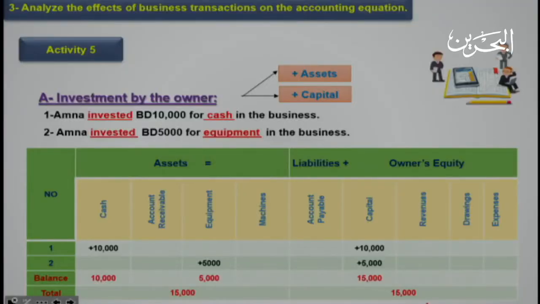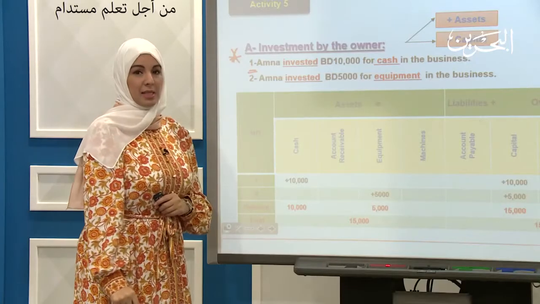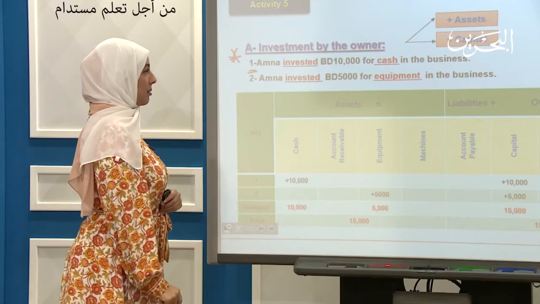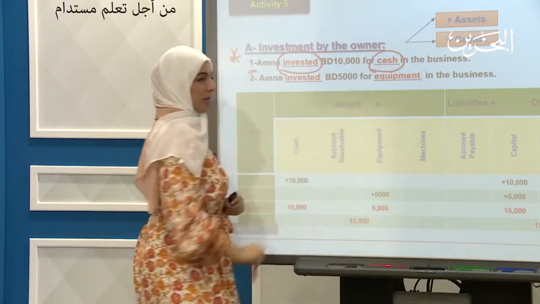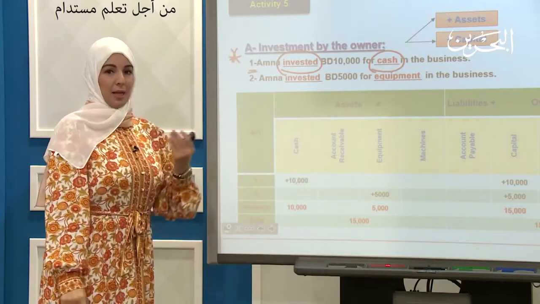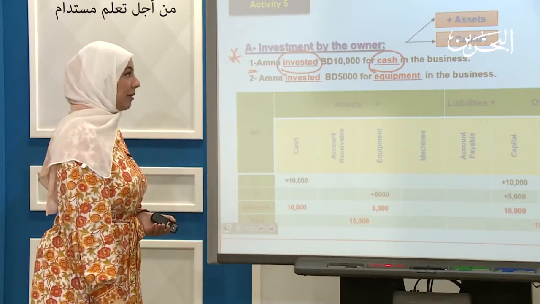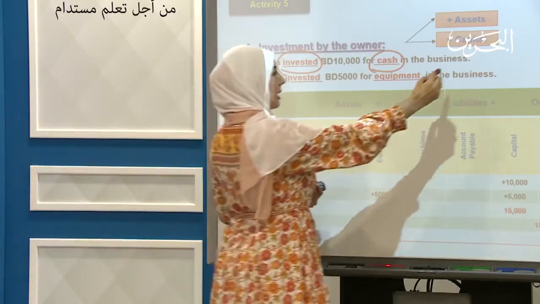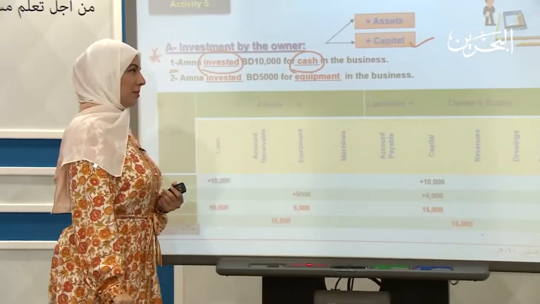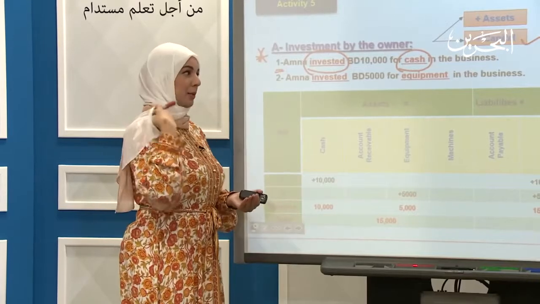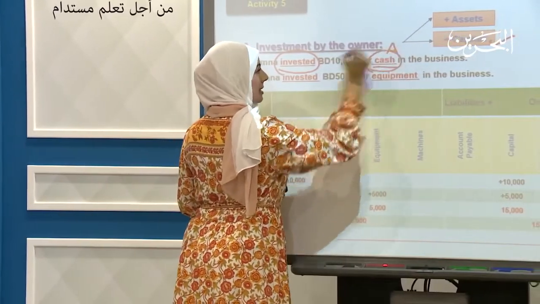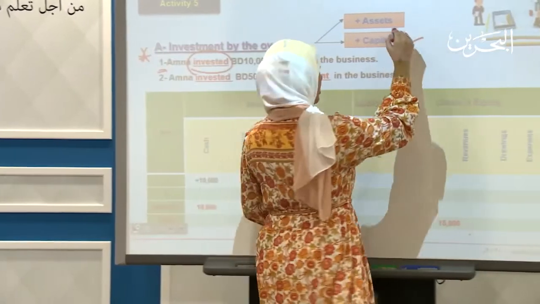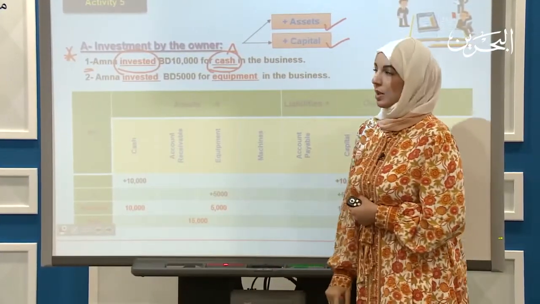So, the first one, Amna invests 10,000 BD in cash in the business. Let us see the key words in our transaction. Invest and cash. What does it mean? If I invest, my owner equity will increase, and specifically the capital account will increase. What type of investment do I make? I invest in cash, and I know the cash is an example of an asset. So the assets account for my company will increase.